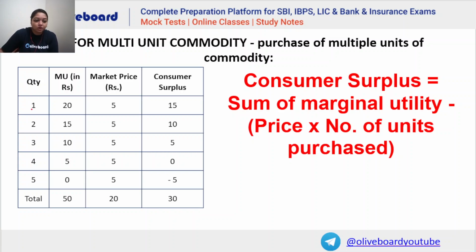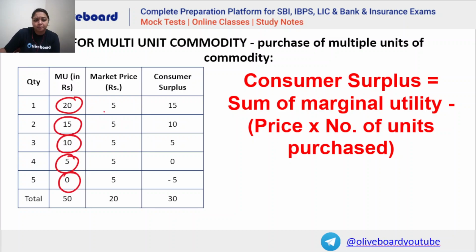This is quantity 1, 2, 3, 4, 5. Five quantities are there. This is the marginal utility that he is obtaining. When he consumes the first unit, he gets 20, then 15, then 10, 5, 0. Can you see that marginal utility is diminishing? I think this is obvious because we told that consumer surplus comes from the law of diminishing marginal utility. Also, here we are calculating marginal utility in terms of rupees, okay?